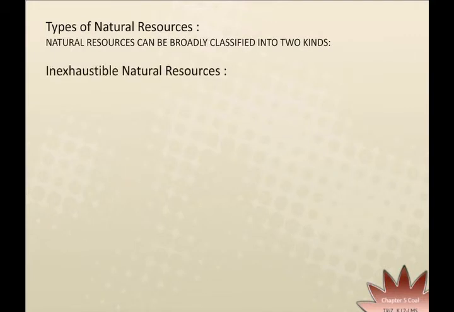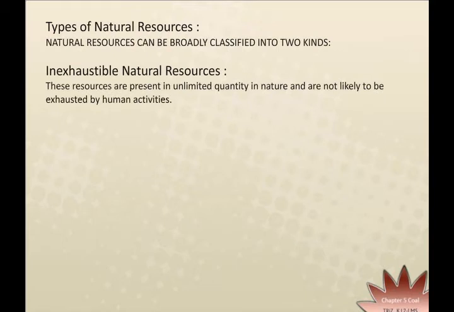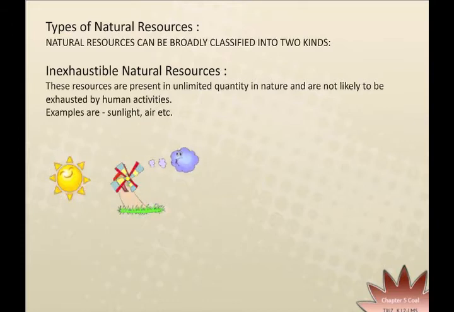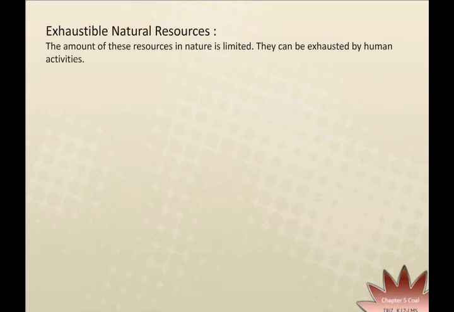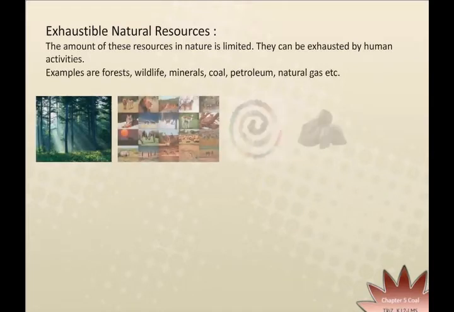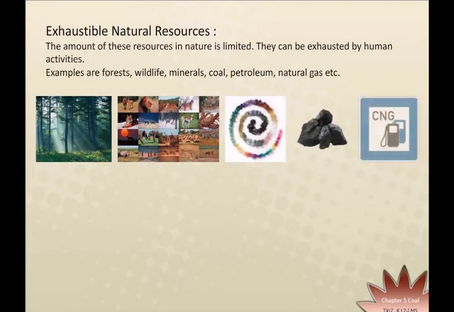Inexhaustible natural resources. These resources are present in unlimited quantity in nature and are not likely to be exhausted by human activities. Examples are sunlight, air, etc. Exhaustible natural resources. The amount of these resources in nature is limited. They can be exhausted by human activities. Examples are forests, wildlife, minerals, coal, petroleum, natural gas, etc.